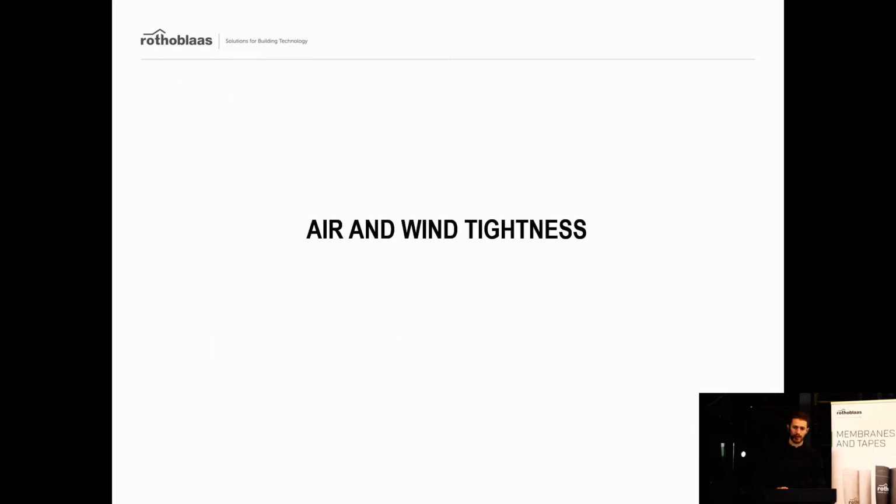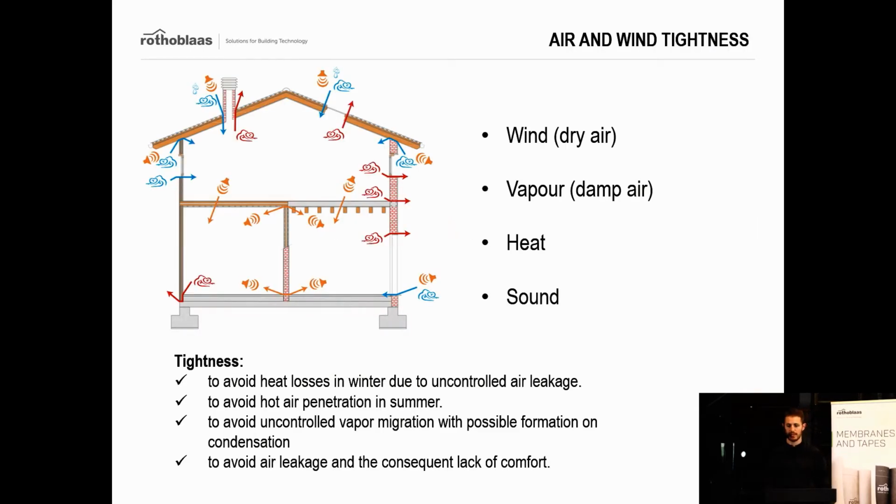So let's talk about air and wind tightness now, which is just as important, because we just said that in our building we have air passing through, and of course we understood that inside the air we have the vapor, so it can be dangerous for that reason as well. But if we have air passing through our building, the heat is also going out, and the noise is coming in, because as you know, noise can pass very easily through air.